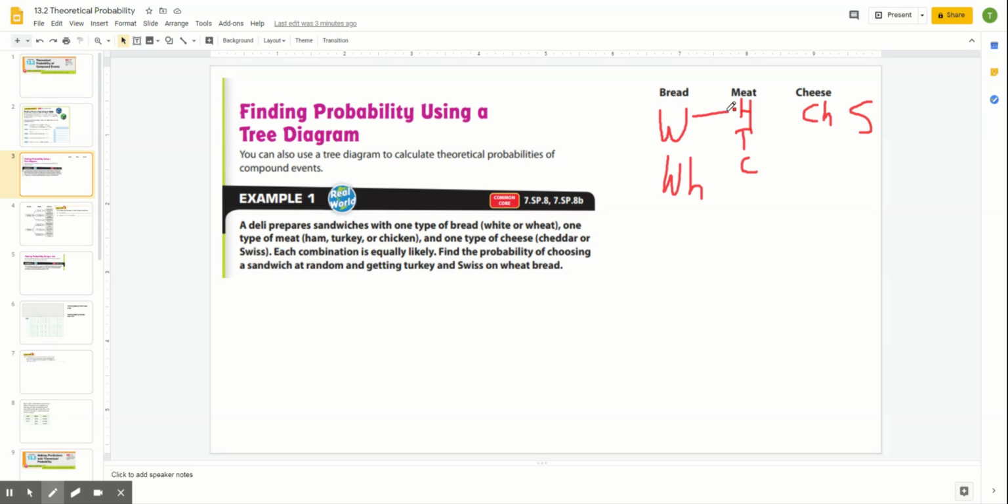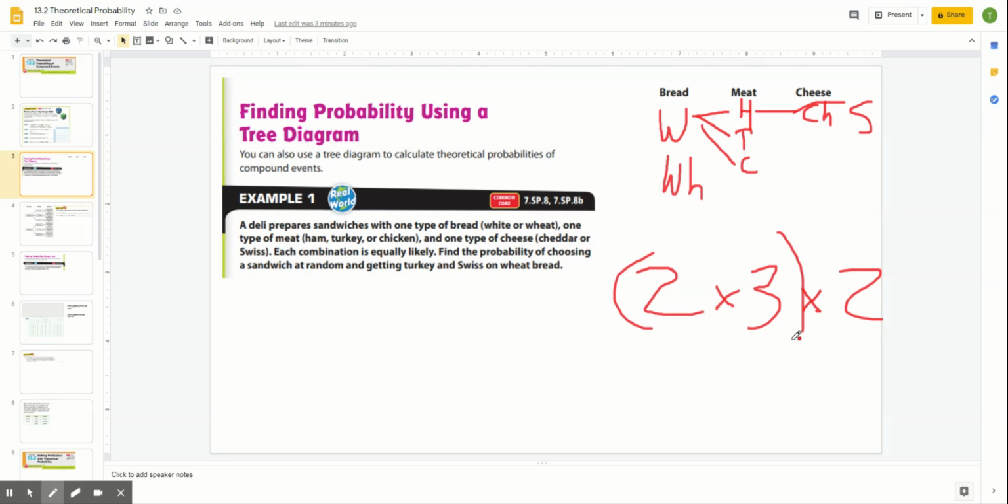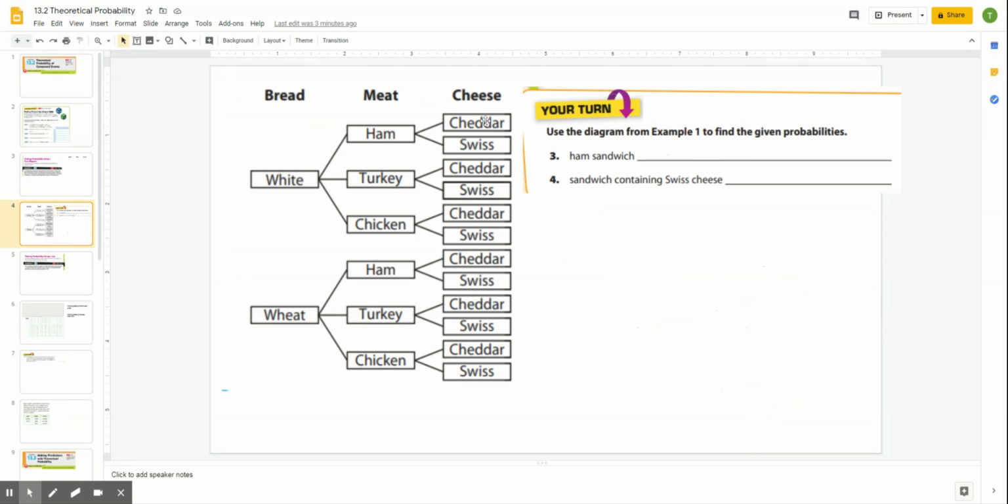All right, so for every bread, you have 3 possible meats, and then with every meat, there's a possibility of 2 different types of cheeses. And so again, our total outcomes is going to be, first of all, the bread, and then we're going to have the meat possibilities, and then we're going to have the cheese possibilities. And then once you multiply those numbers, 2 times 3 is 6, times 2 is 12. That's going to be your total outcomes. And then you're going to see now, on the next slide, the way GoMath sets it up, this is how you would look at it. There's your 12 possibilities right here.